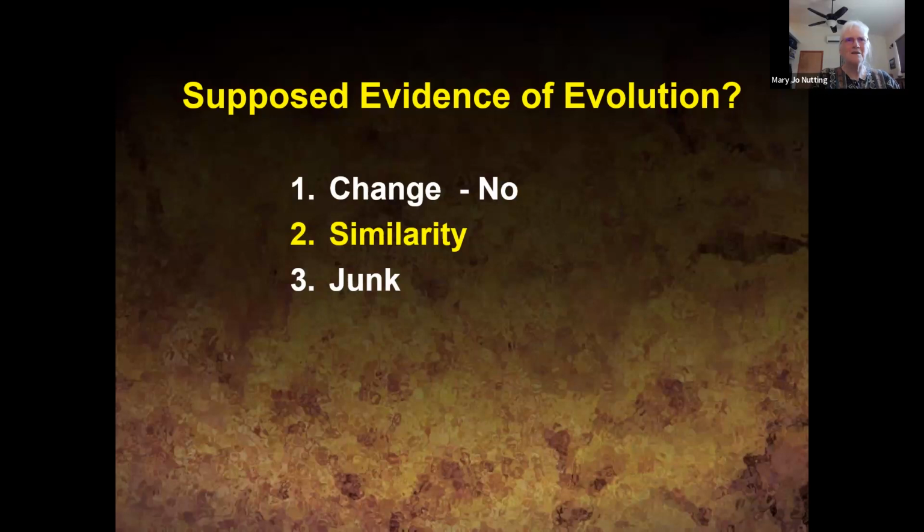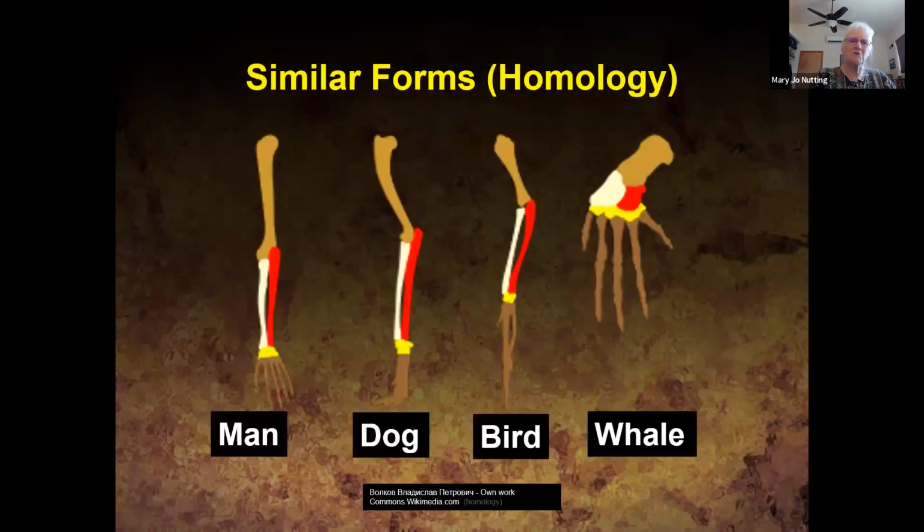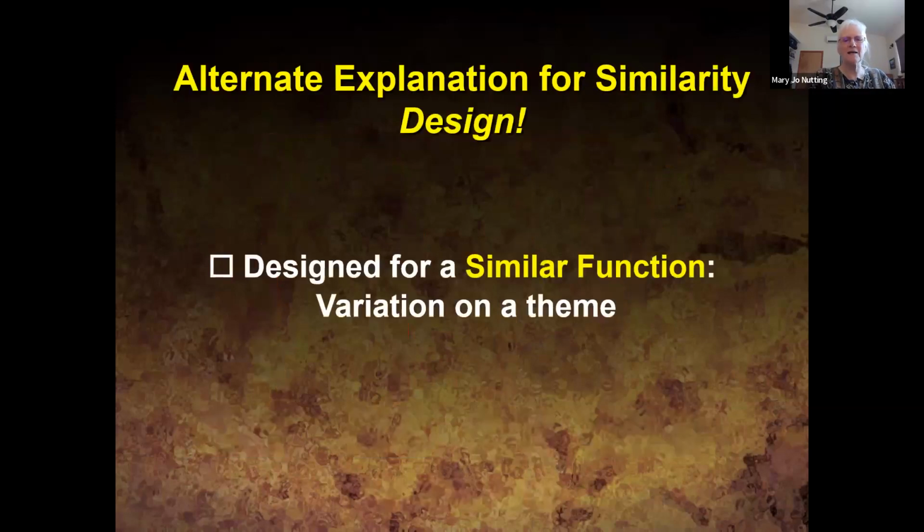Well, so let's look at the next one, the supposed evidences of evolution. What about the idea of similarity? Similarity just means that we can look at various forms of living things and we can see that they are similar in some ways. A classic example that's used of homology, or similar form, is the man's arm, the dog's leg, the bird's wing, and the whale flipper, showing that there's a combination of bones, one bone or two bones in the arm part, and then many in the wrist, and so on. And so they say we get these things because of evolution. These similarities indicate that there was a common ancestor.